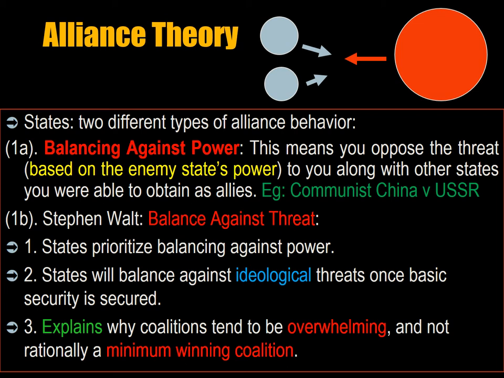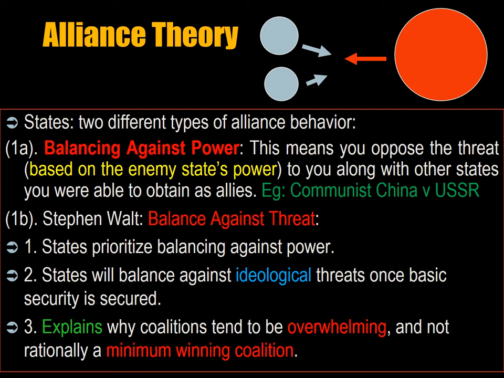Walt also has a second type of proposal for balance, which is balance against threat. And here Walt argues that states prioritize balancing against power, but they will also balance against ideological threats once their basic security is taken care of. And number three, this explains why coalitions tend to be overwhelming and not rationally a minimum winning coalition.